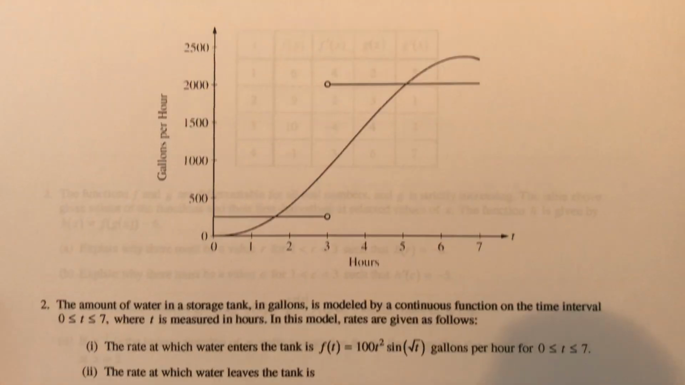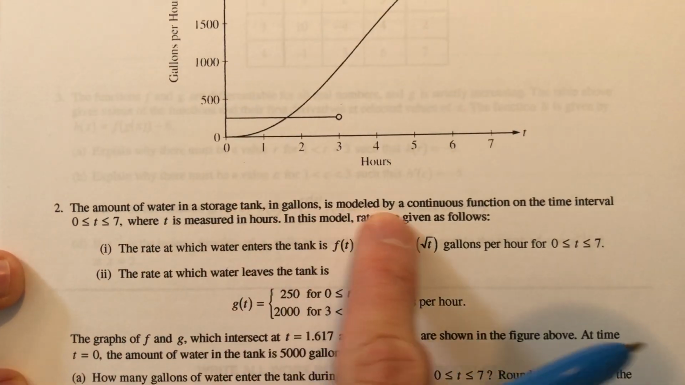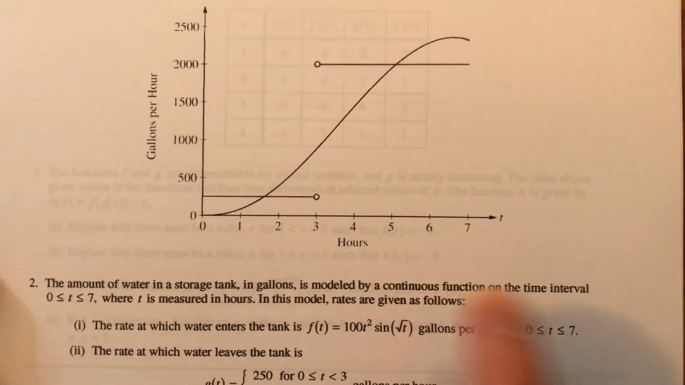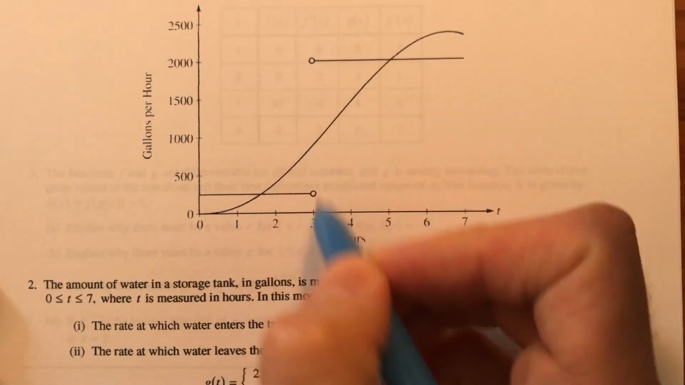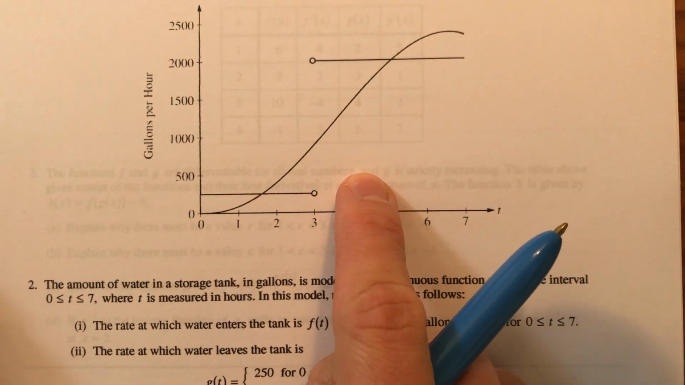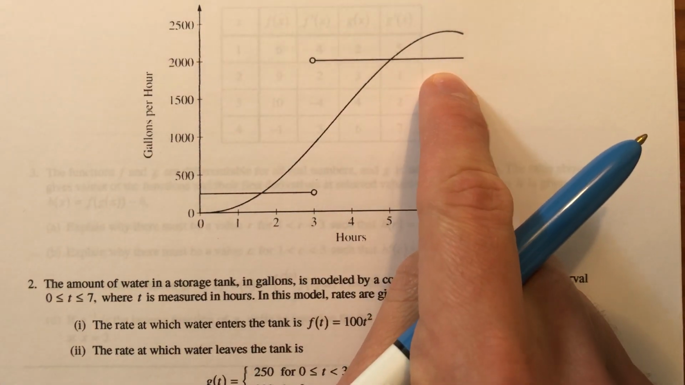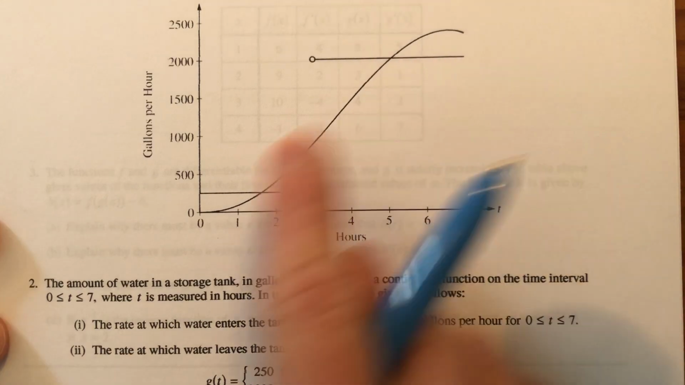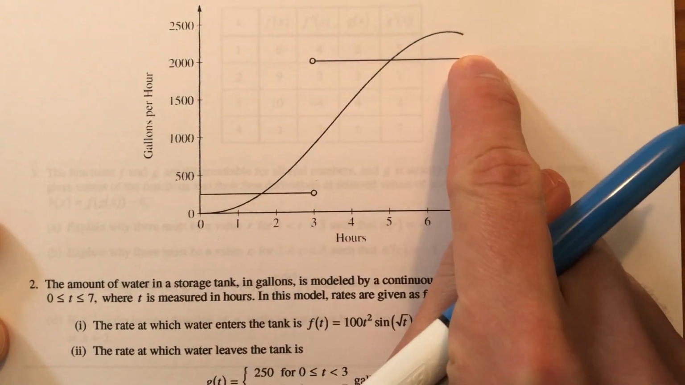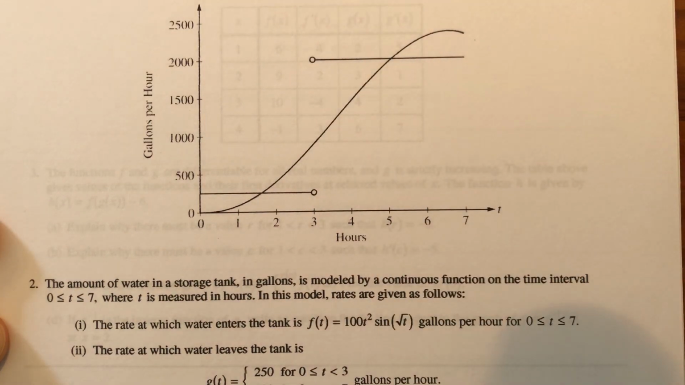Okay, I want to point out something that they very subtly said. The amount of water in a storage tank in gallons is modeled by a continuous function. And you might look at this and say, that's not a continuous function. There's a discontinuity there. Okay, wait a minute. They are giving you rates. So this is a graph of the rate of flow into and out of this tank. So the water's coming in, the water's going out. Okay, so this is in, and these two little pieces on the piecewise function are out. But the amount of water is a continuous function.